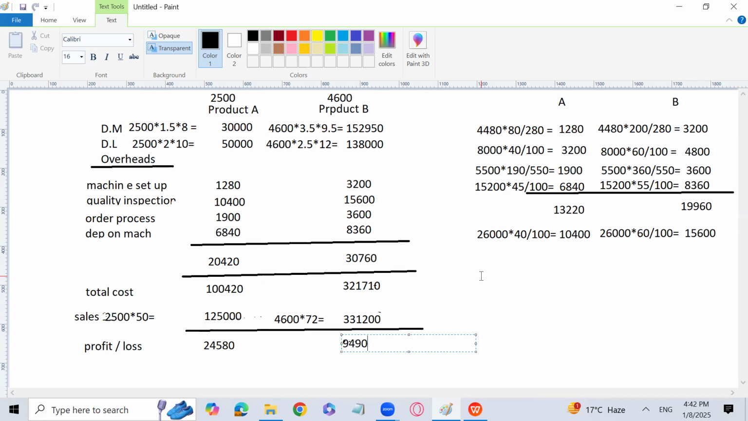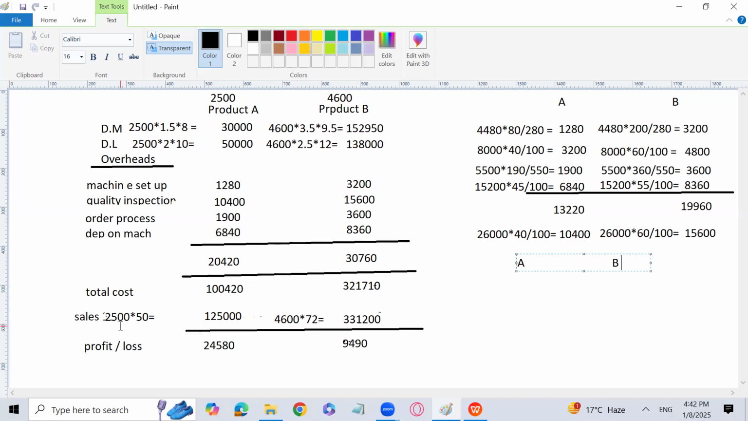So you can go for just the calculation only. But at least you have to write A and B, and then you can write cost, sale, and profit. You can do it that way, because only this amount will change: quality inspection regarding total cost. Other things will remain the same. And sales will change altogether, obviously.